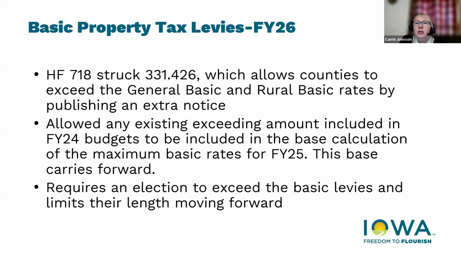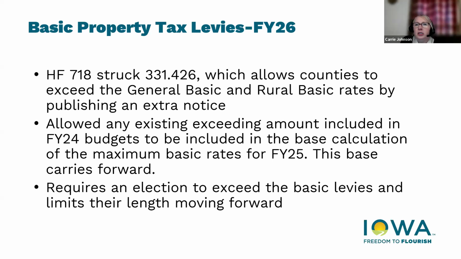So a couple years ago, there was some legislation that struck some code that used to allow counties to exceed general basic and rural basic rates by publishing an extra notice. So back before a couple years ago, your general basic levy rate limit was $3.50 per thousand, and your rural basic levy limit was $3.95 per thousand. If you as a county needed to exceed that rate, you could do so by publishing essentially an extra notice, an extra page of your budget that would tell folks, we need to exceed to this amount, and here's why.